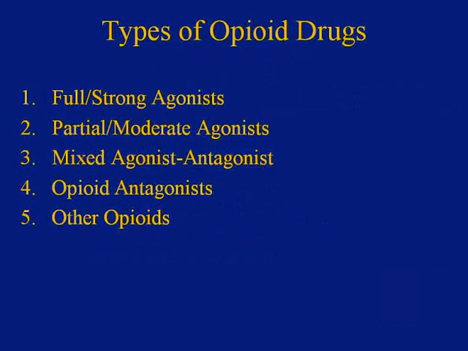So now we're going to consider the different important opiate drugs one by one. We'll start with the full or strong agonist, moving on to the partial agonist, and then the mixed agonist-antagonist, and then the pure antagonist, and finally some other opiates.